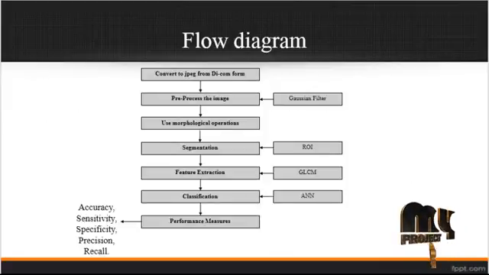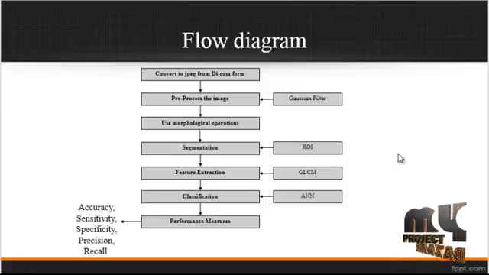Now we are going to discuss the flow diagram for the process. At first, the input image is taken from the dataset. In the dataset, we have converted some diagram images into one JPEG format. That JPEG format image only is taken as an input for the process.